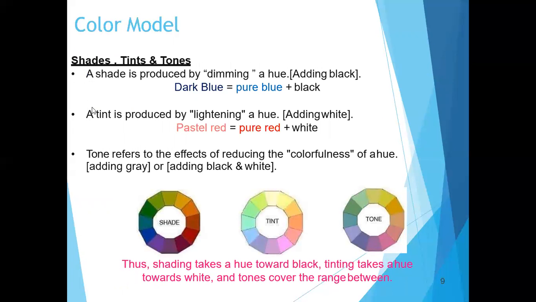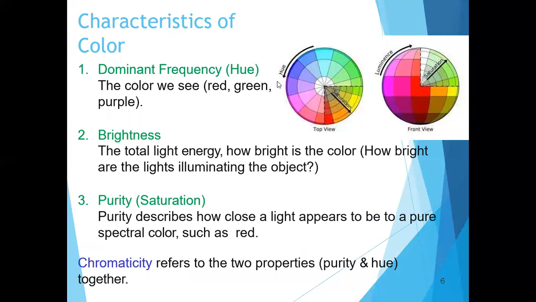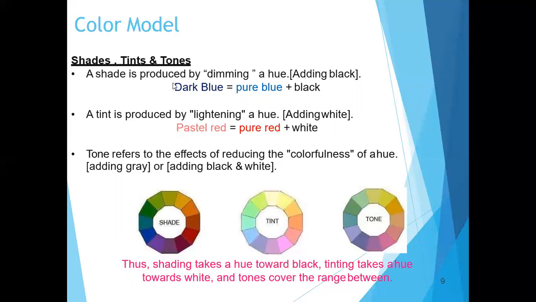So next we have the concept of shades, tints and tone, right? So what do you mean by shading? Shading is produced by dimming a hue, right? What is a hue? A hue is called the dominant frequency. So by dimming a dominant frequency, we produce a shade. As you can see here, I can produce a dark blue by combining pure blue and black, right? That is what we mean by shading.